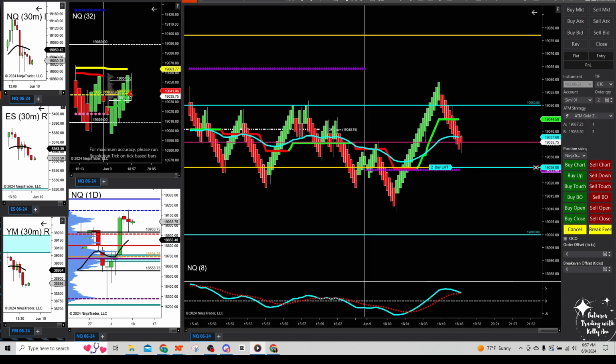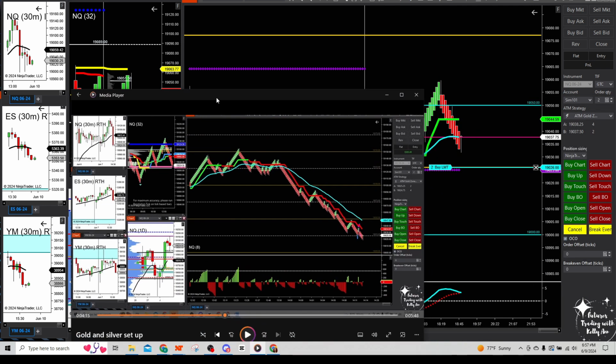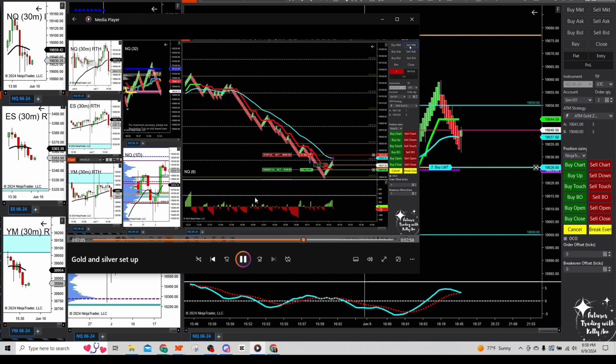So the next setup, like I said, is it must touch the 100 level and then go to 26. We're looking for the short at 26. And I did record a trade like that. Order filled.